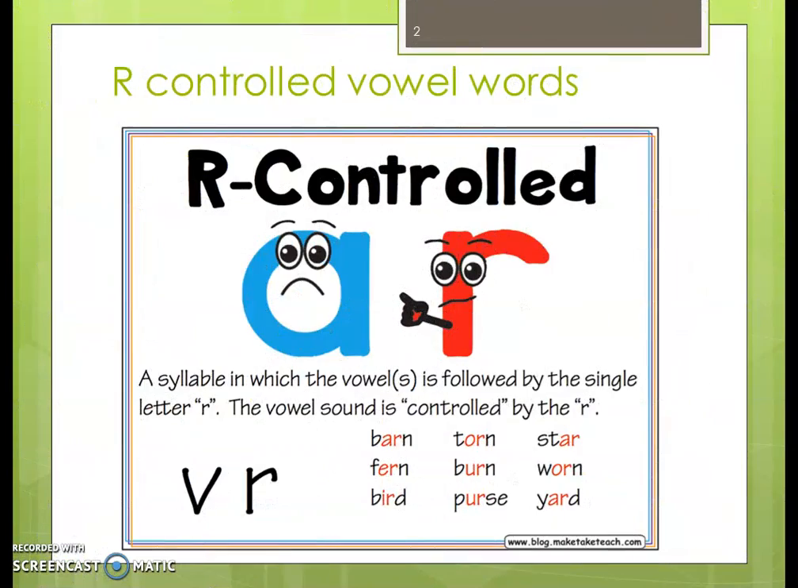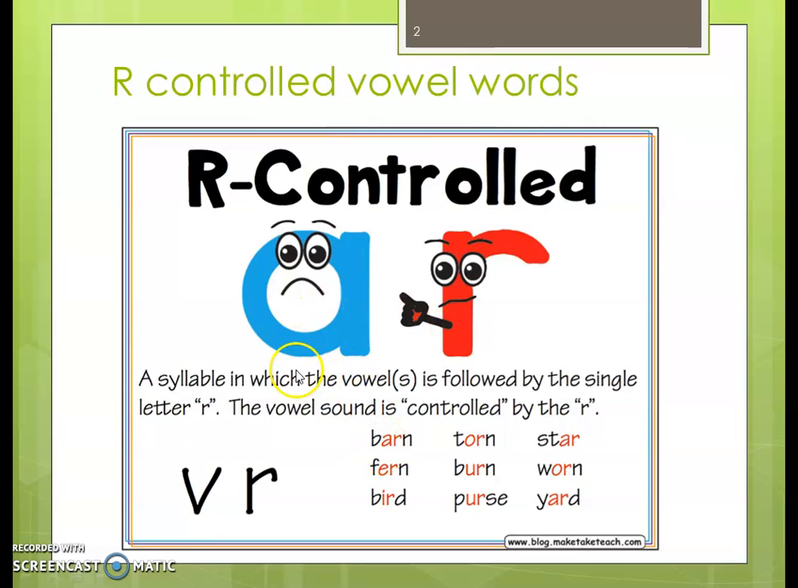R-controlled vowel words. This is a bossy R. It controls the vowel sound in front of it. So in a syllable in which the vowel is followed by a single letter R, the vowel sound is controlled by the R. So if you see a vowel and an R, it's controlled by the R. We call it the bossy R.